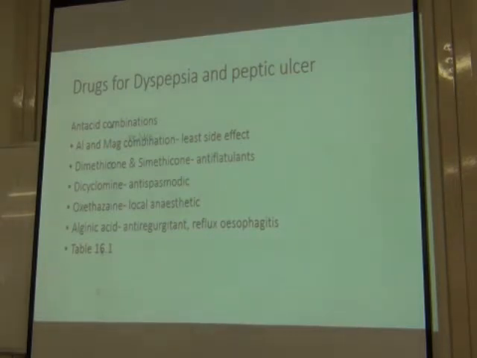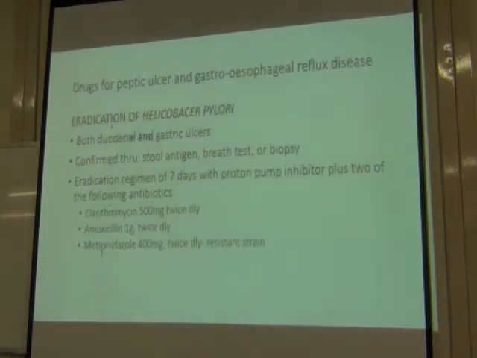Then you have oxetacaine as your local anesthetic. What would it do? To help with pain, okay, to numb the pain in particular places. And then anti-regurgitant is your alginic acid. It's added to some products to help relieve the reflux action that occurs in your GERD, your reflux esophagitis. So you see more of this on table 16.1 in your textbook. So these are the antacid combinations that can be added to your antacid preparations.